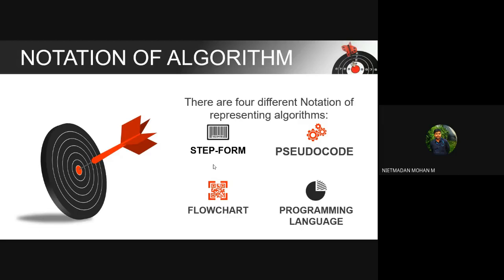So this is one of the basic things in an algorithm: the notation of an algorithm. There are 4 types of notation.